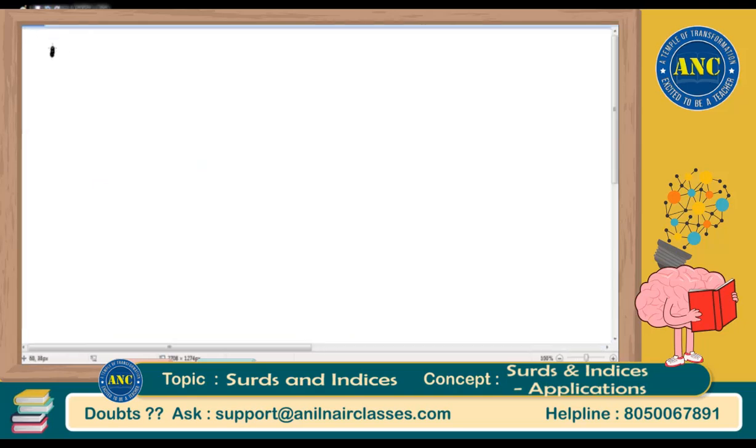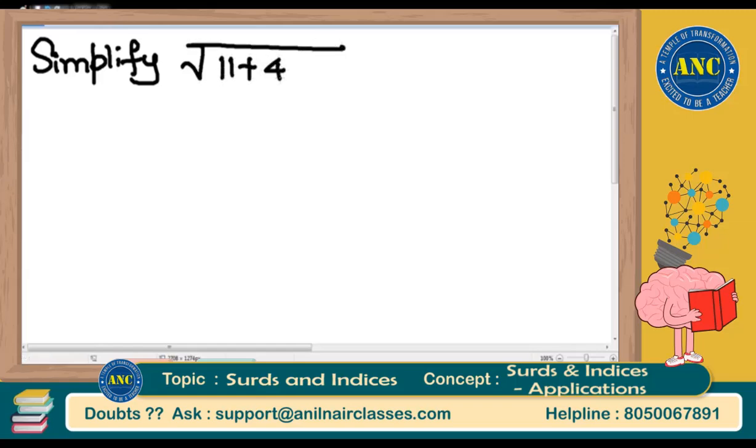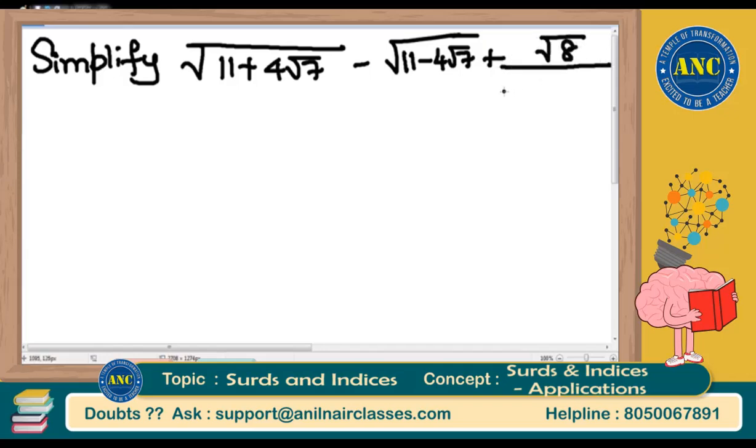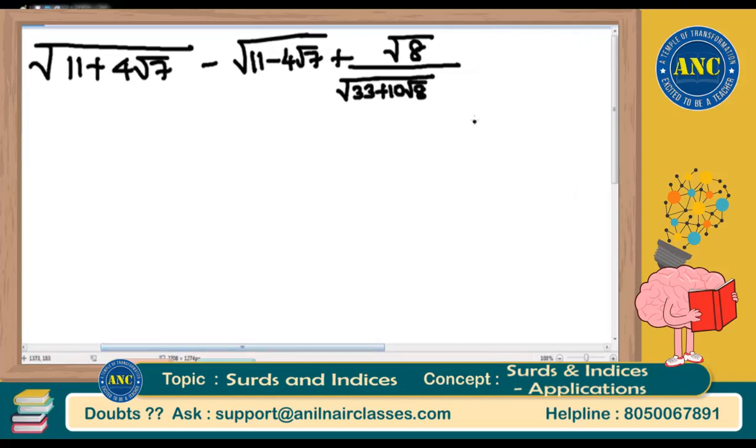Next, listen carefully, sir. Again a beautiful question. Question is, simplify square root of 11 plus 4 root 7 minus square root of 11 minus 4 root 7 plus root 8, divided by square root of 33 plus 10 root 8 minus square root of 33 minus 10 root 8. This entire expression I need to simplify, right?